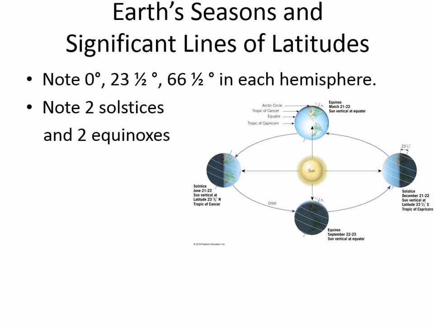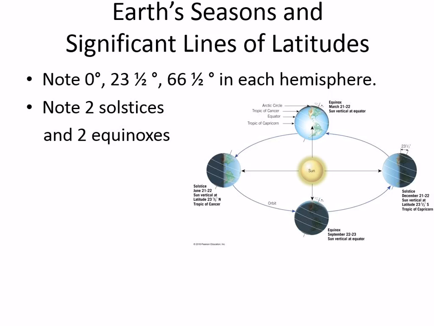So, and I'm bad about memorizing, is it the 21st, 22nd, or 23rd of these months? I just say it's somewhere between the 21st and the 23rd. So that one's December, 21st to the 23rd. This one is June. Okay, this is our summer solstice, June 21st to 23rd.